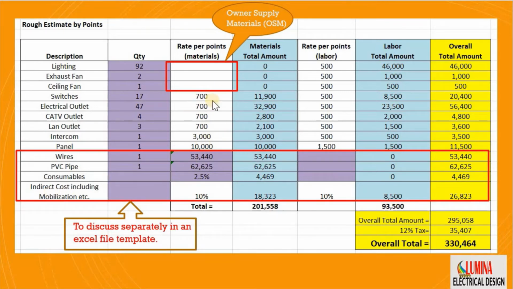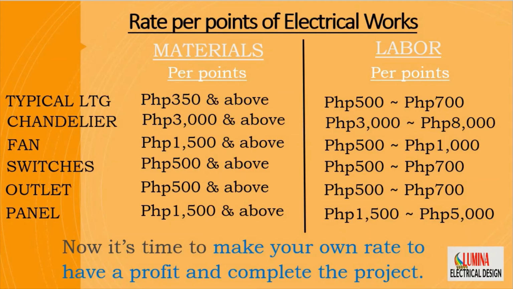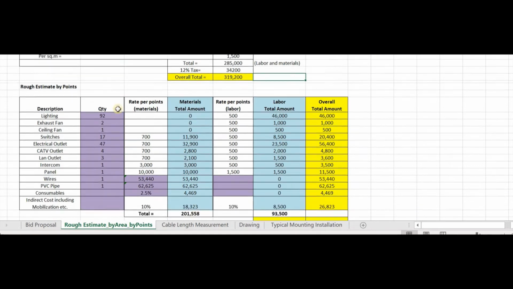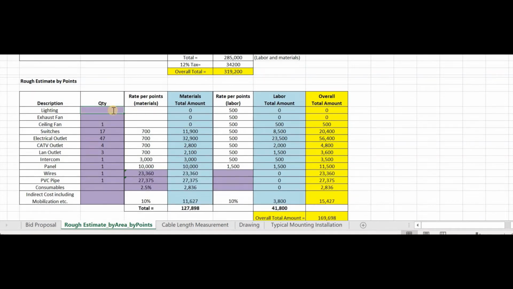So please don't limit your rate per point based on my own example. I also have a table here as your reference for the typical lighting, chandelier, and so on and so forth. Of course, you can make your own rate to have a profit and to complete your project. For the rough estimate by points, simply input the quantity, for example for the exhaust fan, and we can have an overall total amount here.